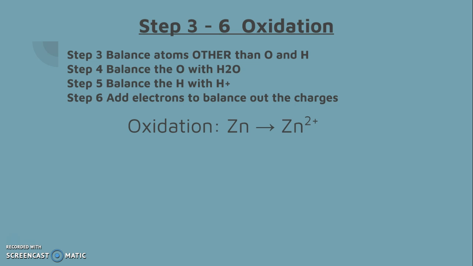For the oxidation reaction, we must skip steps 3 to 5, as the zincs are already balanced on both sides, and there are no oxygen or hydrogens on either side. Step 6 requires us to balance the charges with electrons. The right side has a charge of positive 2 and the left side has a charge of 0. We have to add 2 electrons on the right side to balance out the charges.